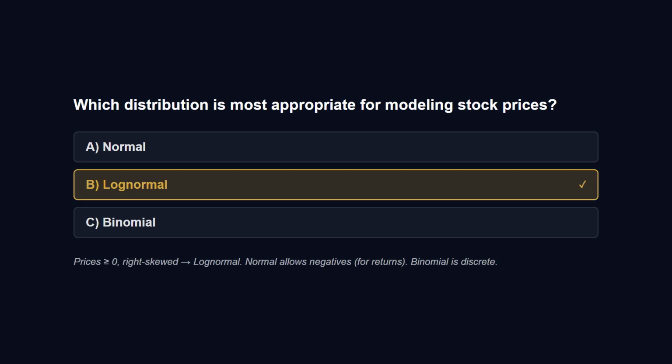If you chose A, you confused returns with prices. Returns can be modeled as normal, prices cannot. If you chose C, binomial, that models discrete success-failure outcomes, not continuous price levels.